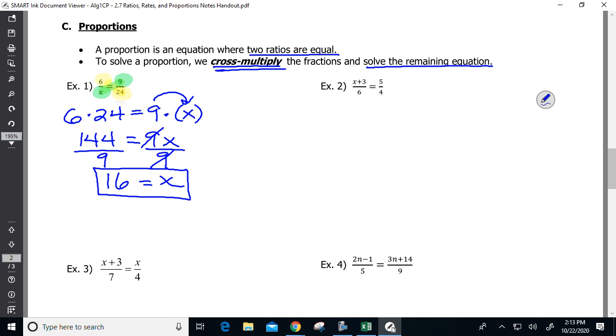Say that louder, please, because I can't hear you. So you're just cross multiplying, and then you work to get the variable by itself. In this case, all you have to do is divide by 9. Now, they won't always be that simple.